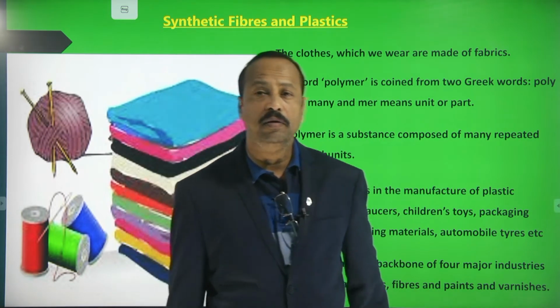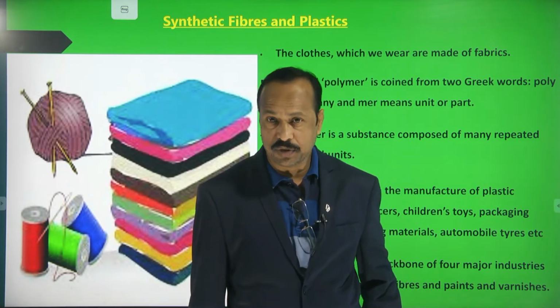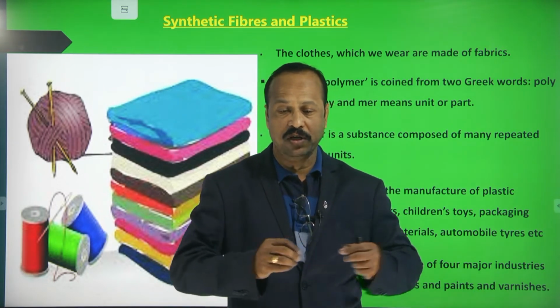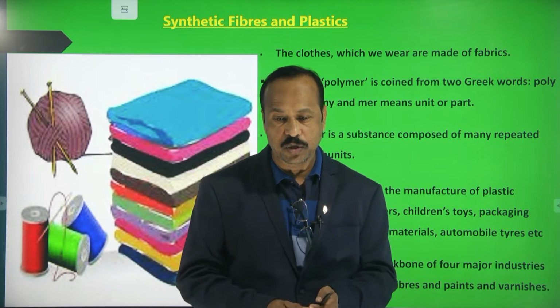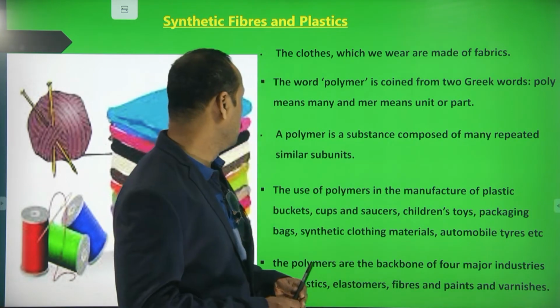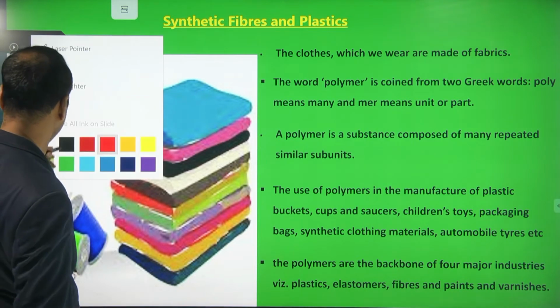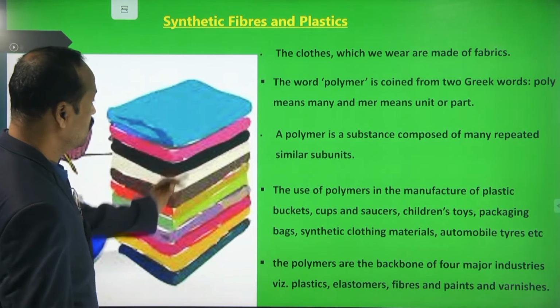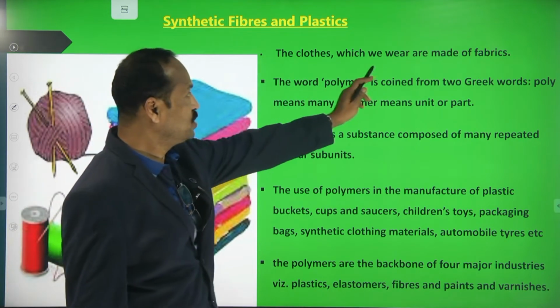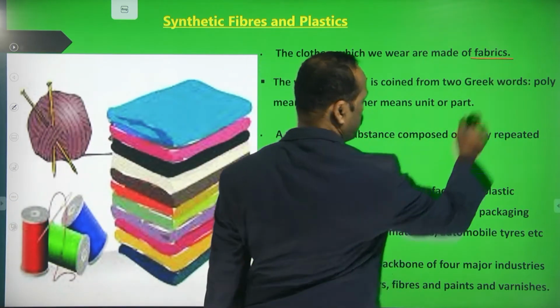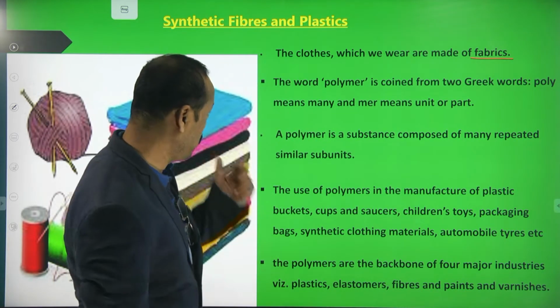Polymer. Poly means what? Many. Mer means unit or part. So, many units or parts join to form a big chain-like structure, which is called a polymer. Here you see, all this we discussed, but once again, the clothes which we wear are made of fabrics. Whatever clothes we are using are called fabrics.